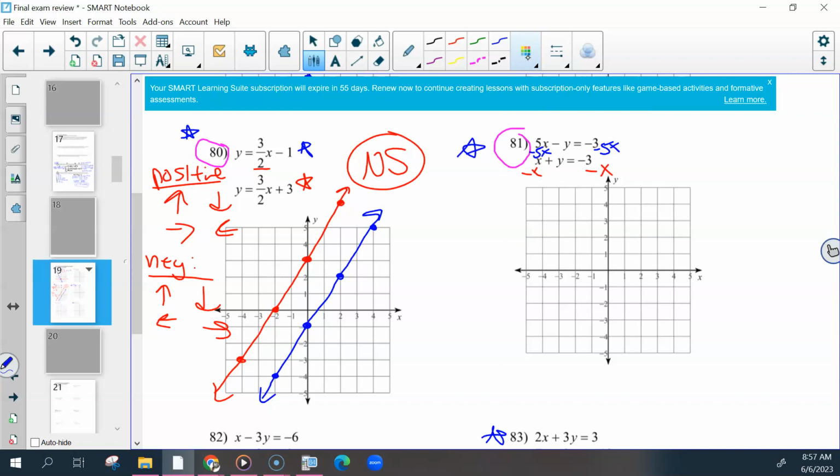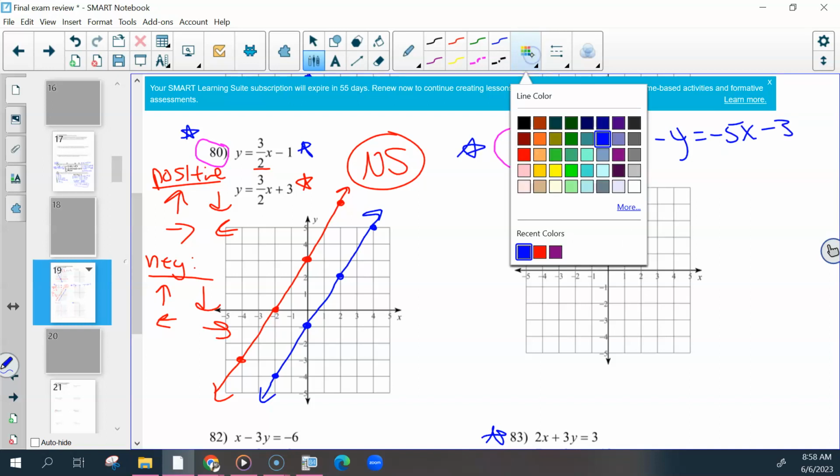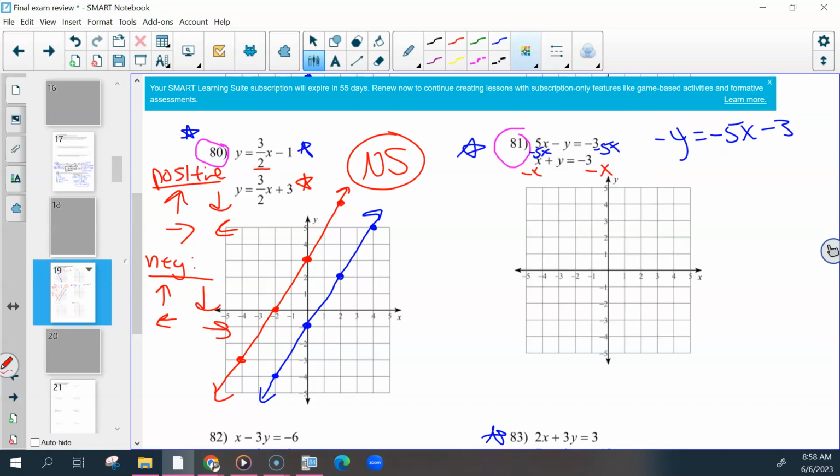For the first one, we have -y equals -5x minus 3. Second one, we have y equals -x minus 3. The second one is completely solved. We don't need to do anything else. But the first one, we still have to get rid of that negative. Divide everything by that negative. And then graph both ones.